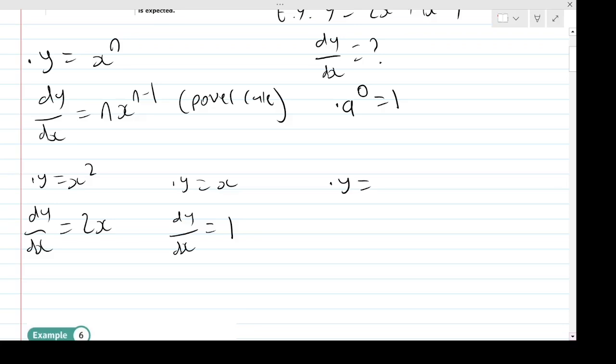Then lastly, what if y is just a number? Let's say y is a constant, c. A constant being a fixed number, so it's not x. Basically, it's just a hidden number. c could be 2, it could be a half, it could be minus 7 over 100, any number whatsoever, but it's not a variable, it's not x. So it's just y equals some number.